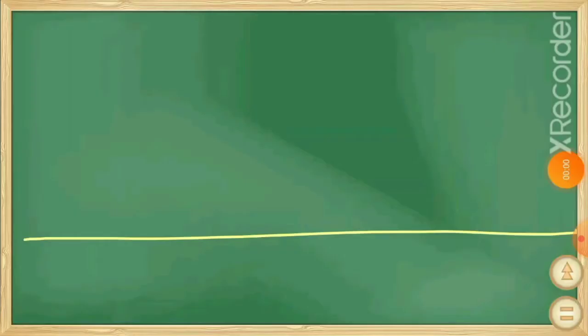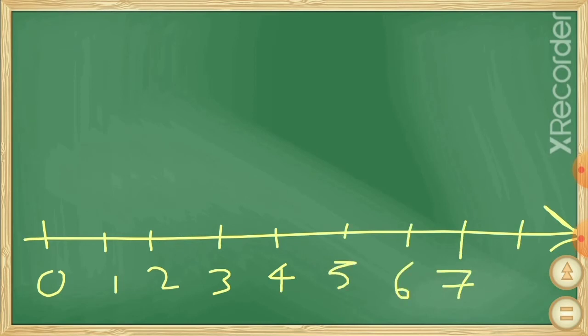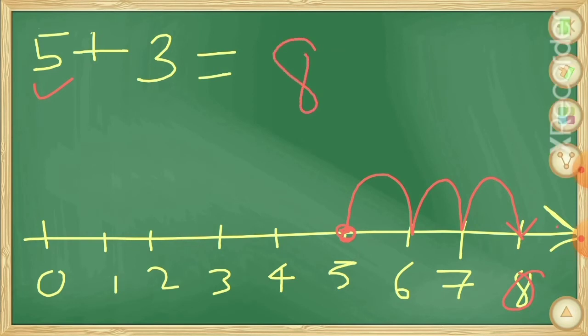Let's take an example. This is a number line. We mark it up to as much as we can. Let's say 0, 1, 2, 3, 4, 5, 6, 7 and 8. Now we are adding 5 plus 3. Whenever added, 5 is the first number, then we locate it on the number line, and plus means moving towards the right, so we move 3 units towards the right and we get 8 as an answer.